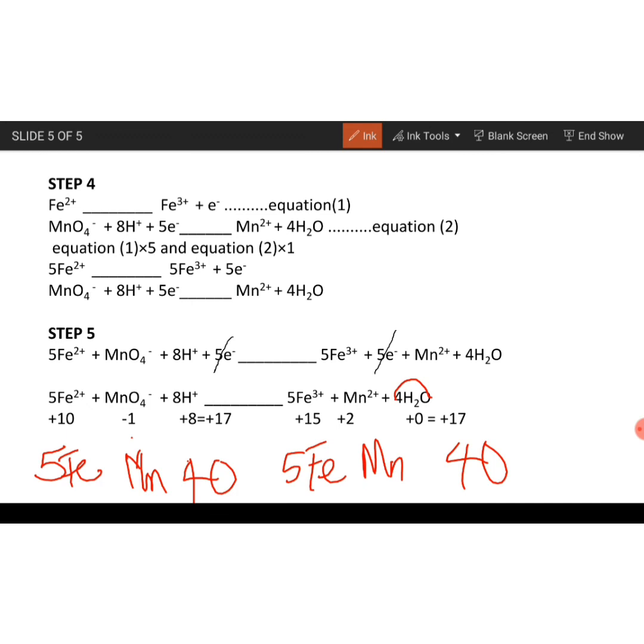And then we have our hydrogen on the left hand side to be 8, and we also have our hydrogen on the right hand side to be what? 8, because 4 times 2 is 8. So we can see that we have balanced our redox reaction both atom wise and charge wise.